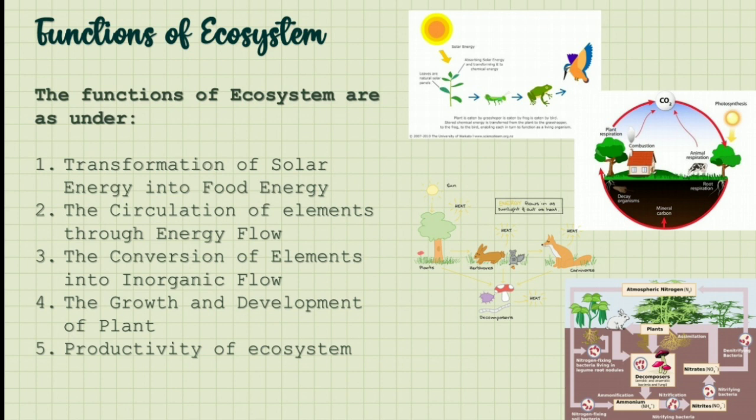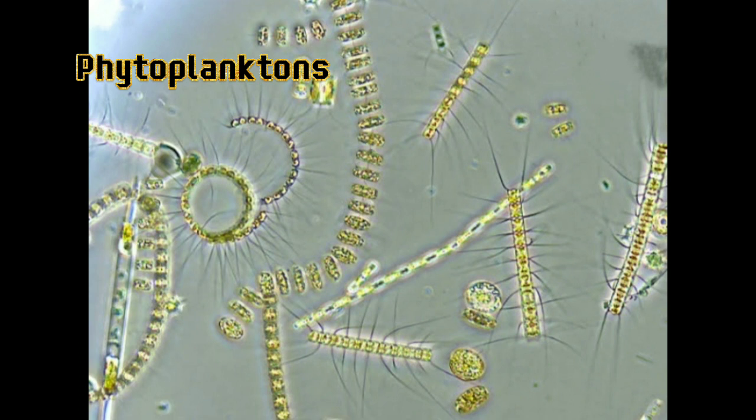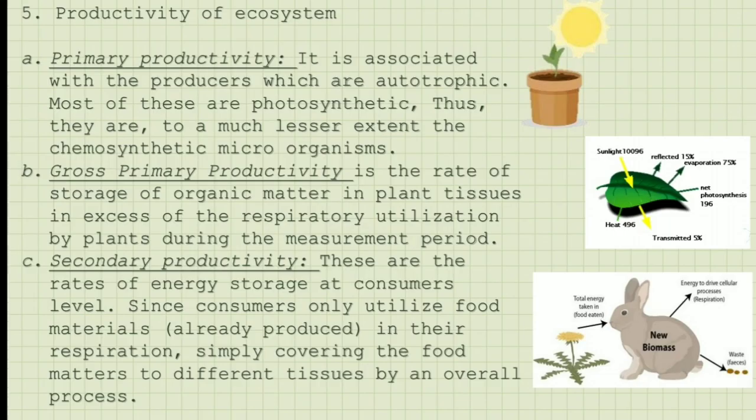Next, we have the productivity of an ecosystem. The productivity of an ecosystem refers to the rate of production, the amount of organic matter which is accumulated in any unit time. Productivity is of the following types. Primary productivity is associated with producers which are autotrophic. Most of these are photosynthetic, and to a much lesser extent chemosynthetic microorganisms. These are the green plants, higher saprophytes as well as lower forms, the phytoplanktons and some photosynthetic bacteria. By the way, phytoplanktons are microscopic plants but they play a huge role in the marine food web. Through photosynthesis, phytoplanktons use sunlight, nutrients, carbon dioxide, and water to produce oxygen and nutrients for other organisms.